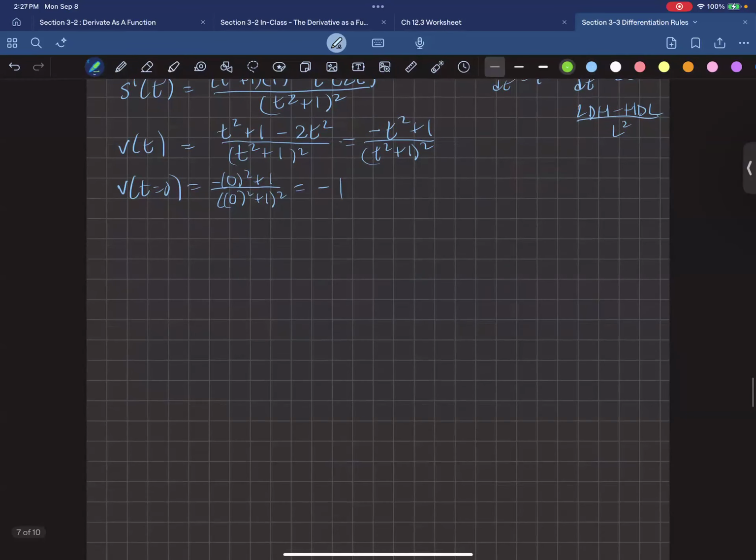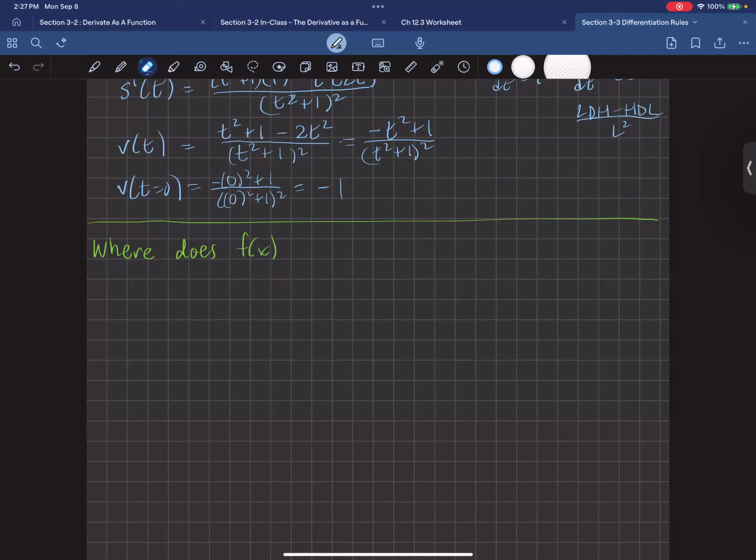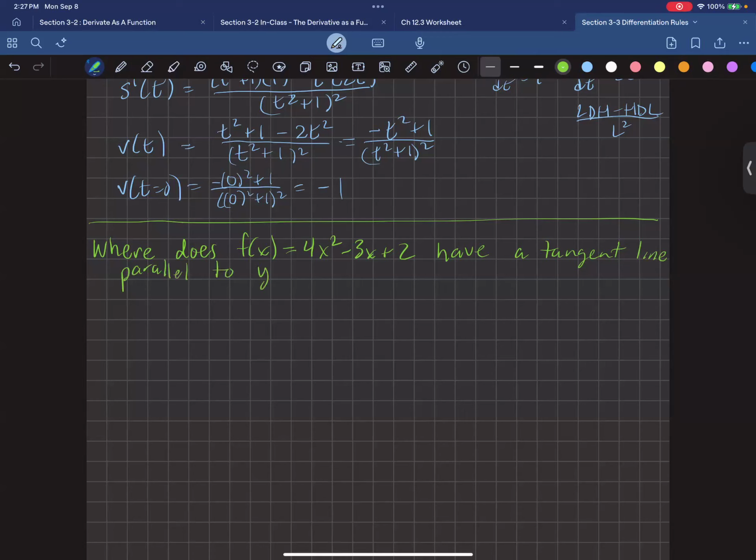Then one more fun problem. Where does f of x have, let's write what f of x is real quick, f of x equals 4x squared minus 3x plus 2, have a tangent line parallel to y equals 2x plus 3.